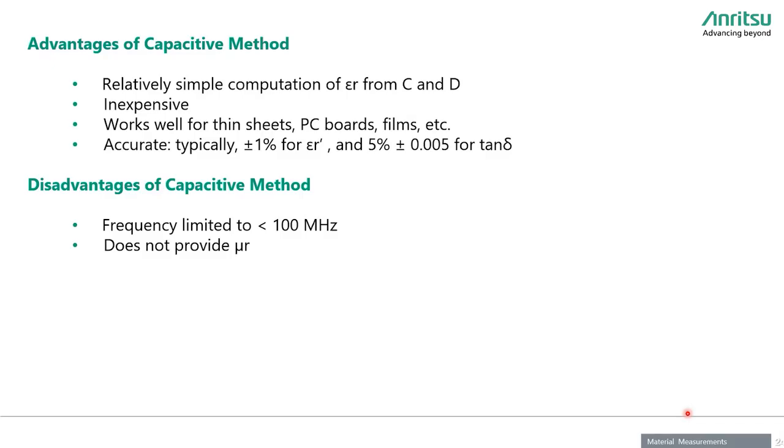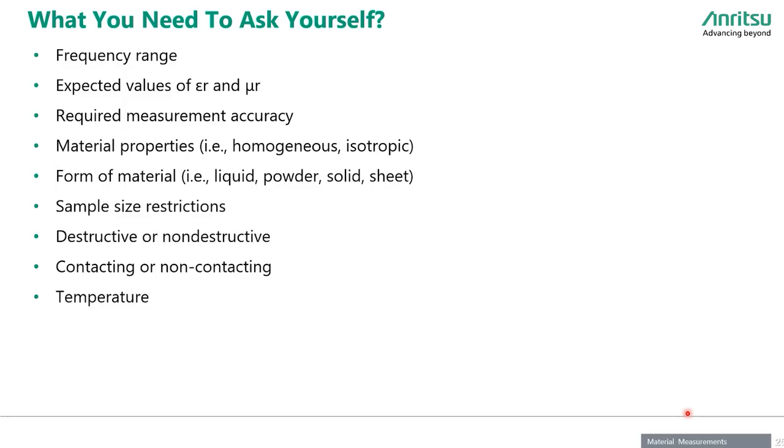Okay, so these were all the 5 methods which are there to do material measurements. Now, before getting into the material measurement, there are some questions which we need to ask ourselves before selecting a particular method, out of which 3 are very important. First is the frequency range: at what particular frequency does the material under test need to be tested. The other is the expected value of epsilon r and mu r, that means the permittivity and permeability values. The third point is how accurate we need the system to be.